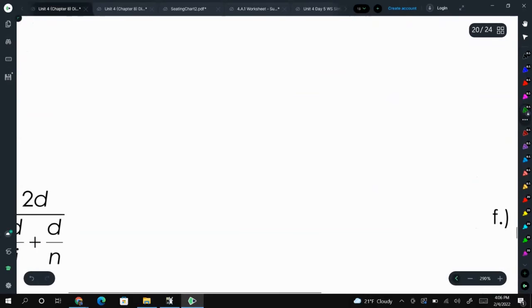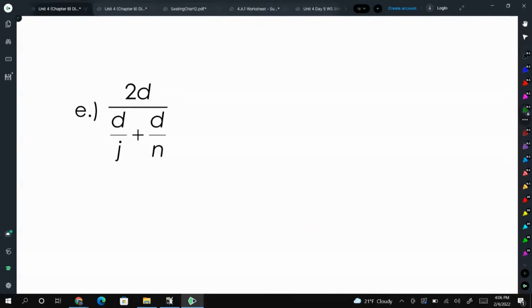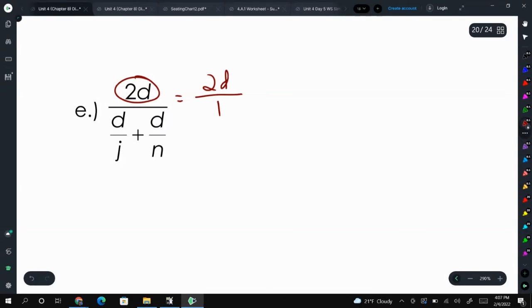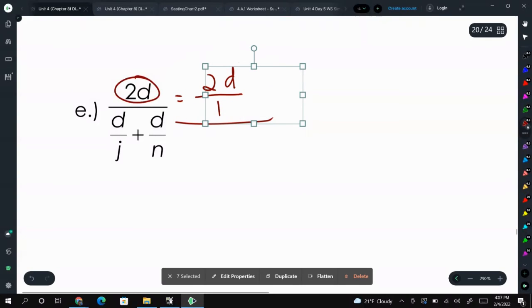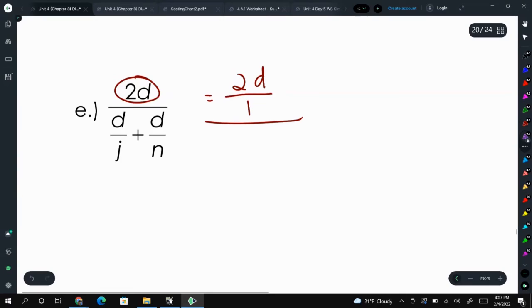All right, let's look at this one. Now, you may see that the top is not a fraction, the numerator of the big fraction is not a fraction in itself. However, we can write this as 2d over 1, if that helps you with spacing things out. Let's move this over here for a little bit. Well, let's multiply the denominator's fractions.